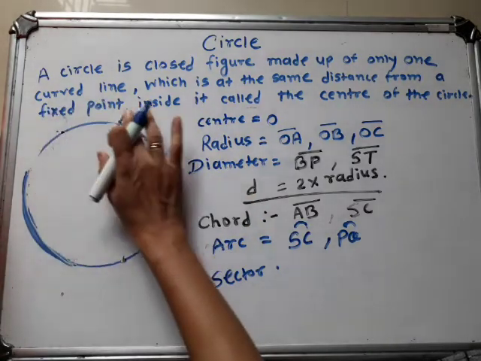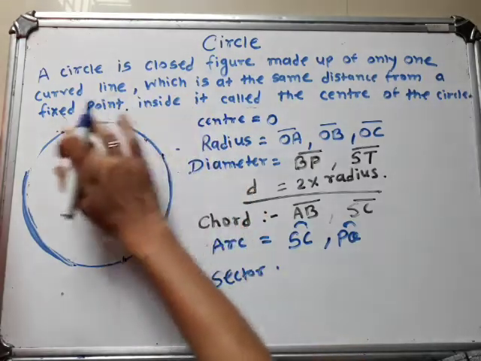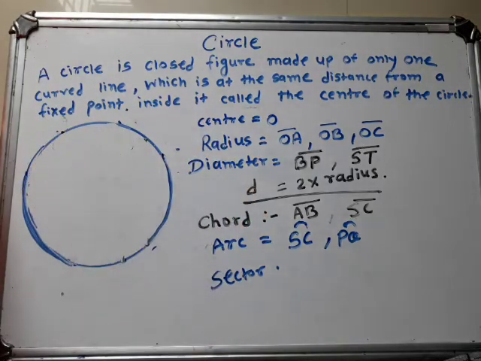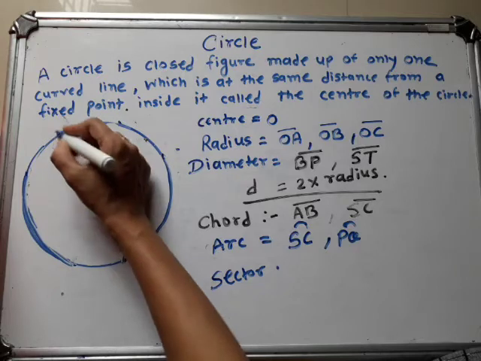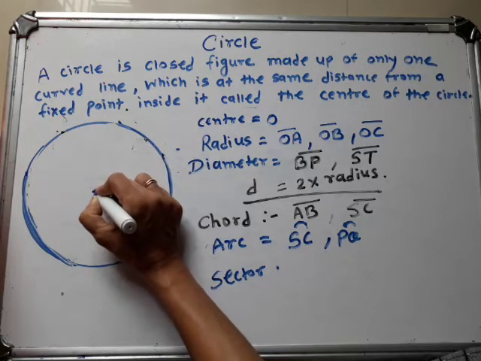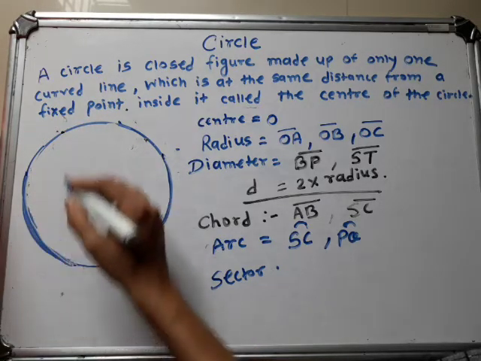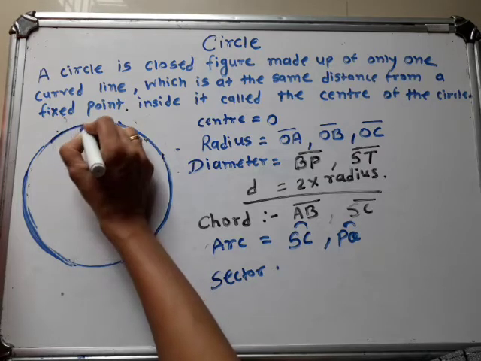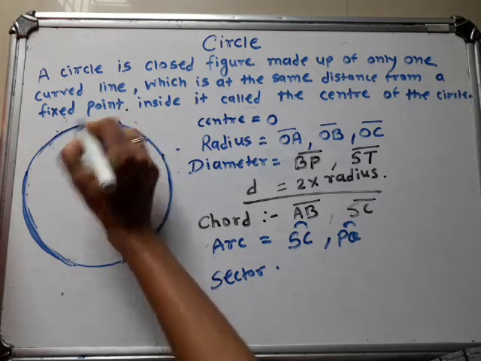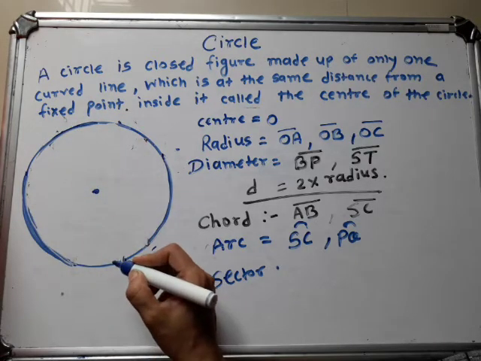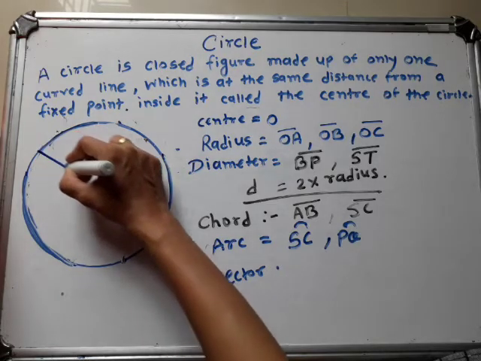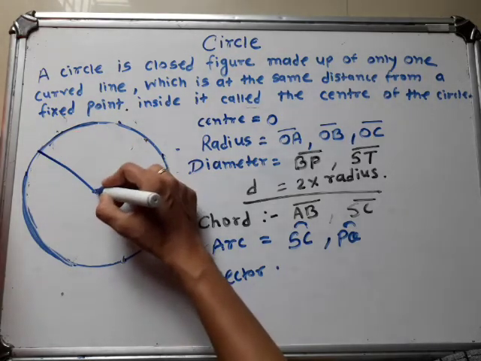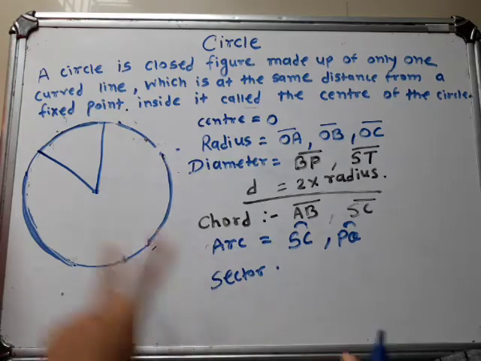Okay, the area enclosed by an arc on one side. Here is the center point. This is the arc, and a pair of radii. A pair means this is a radius, and this is again a radius, these two radii.